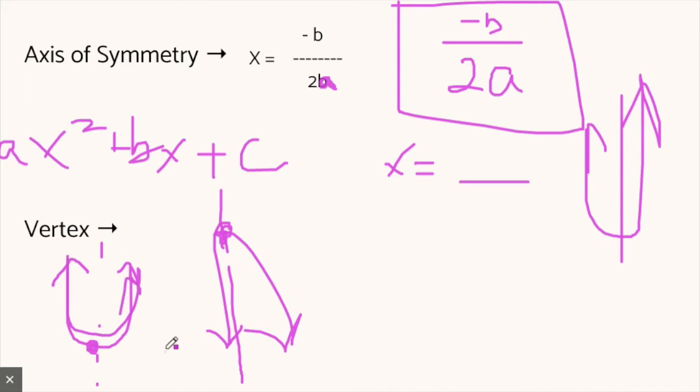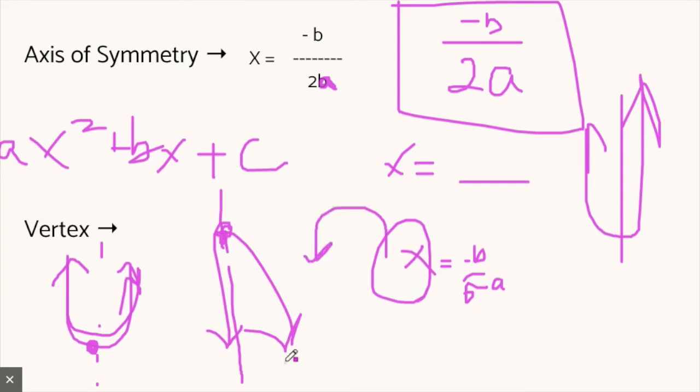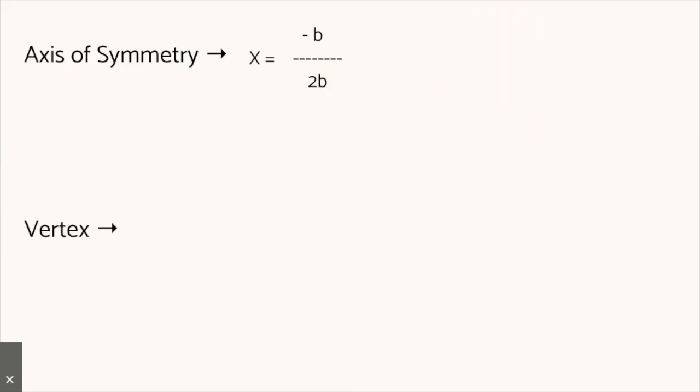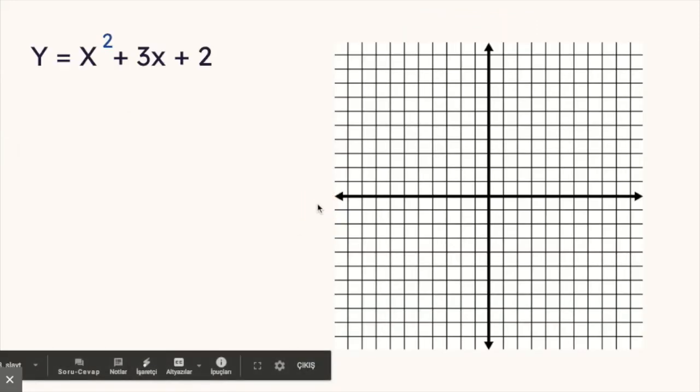And how do we find that point? We found our x with this formula: x equals negative b over 2a. In order to find the y value of that x, which is going to be the vertex, we can just plug this x back into the original equation that we're given for the parabola, and we can find out y that way. Now let's see if it makes more sense when we start doing examples.